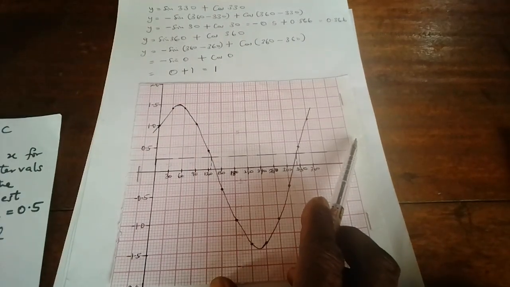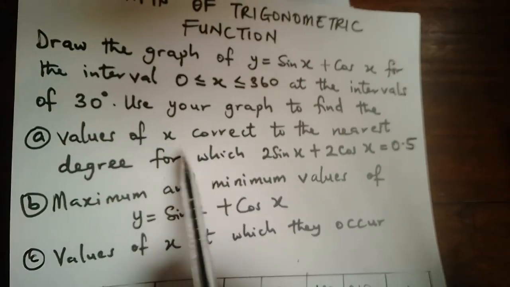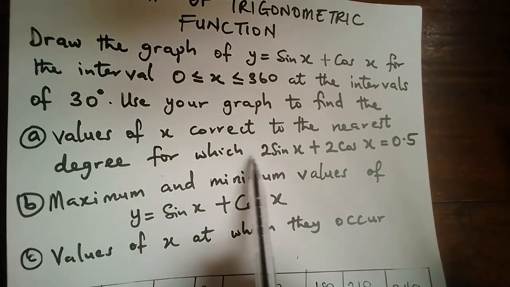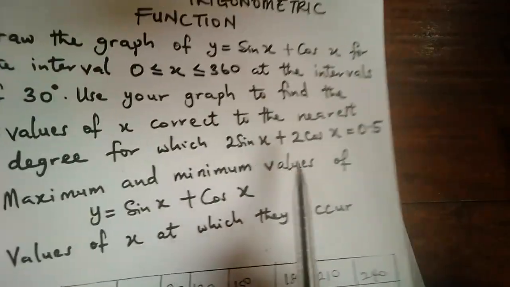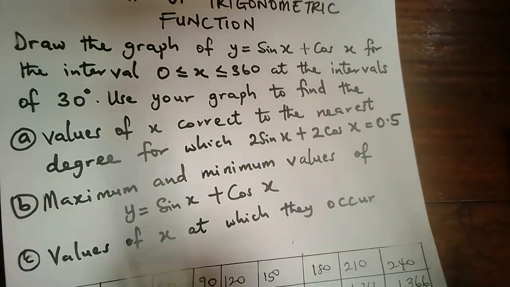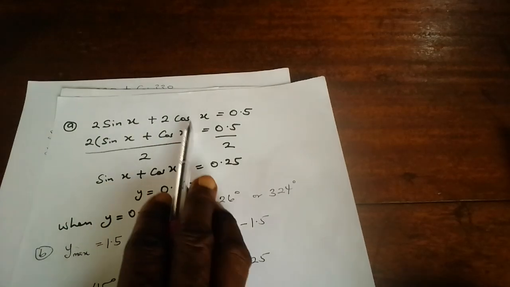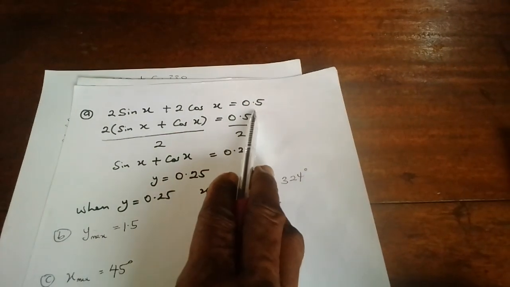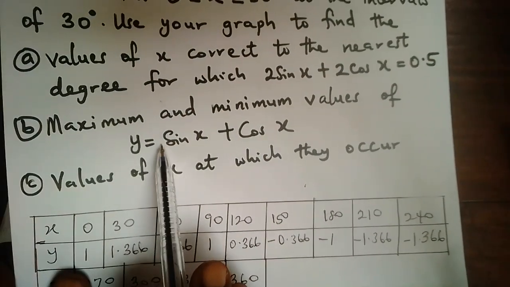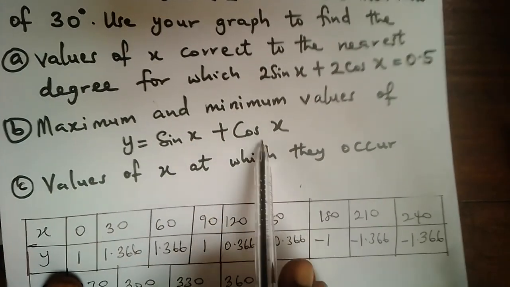Now after plotting the graph, part A of the question says: values of x correct to the nearest degree for which 2 sin x plus 2 cos x equals 0.5. So first of all, we have 2 sin x plus 2 cos x equals 0.5. What you try to do is to get this particular equation you are given in the question, y equals sin x plus cos x.